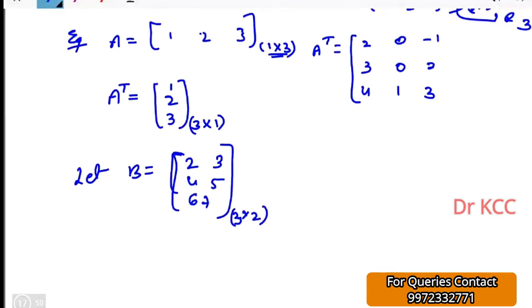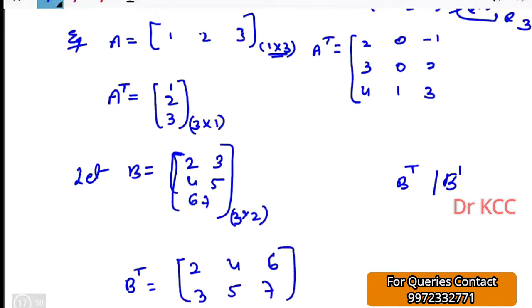Now take the transpose of this matrix. See, either you can represent the transpose like this or simply like this. You will get 2, 4, 6. Yes, this comes as a row. 3, 5, 7. Right. Now what is the order of this matrix now? That is 2 into 3. You are getting it?